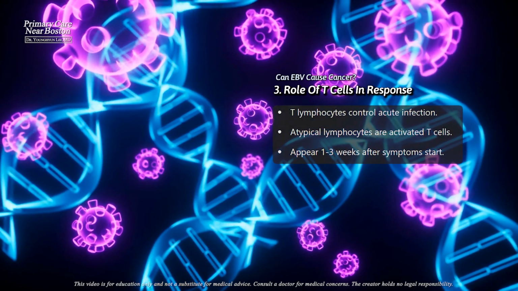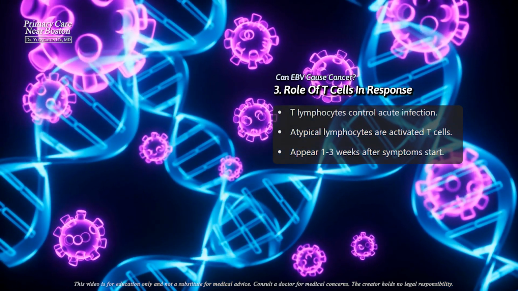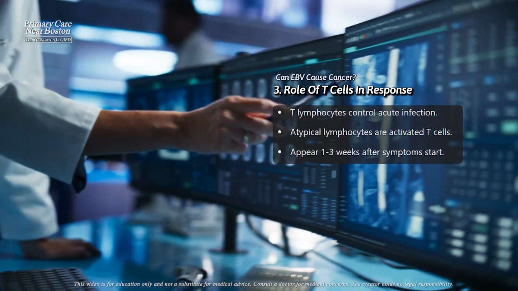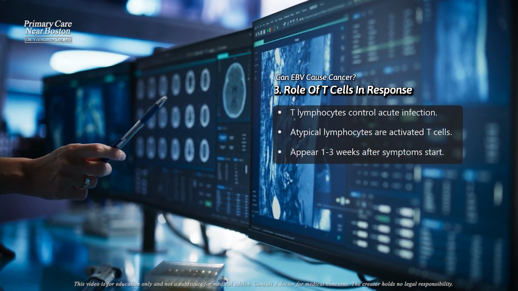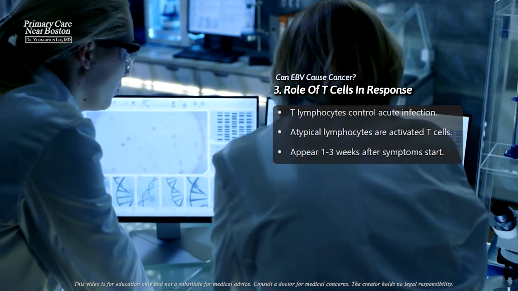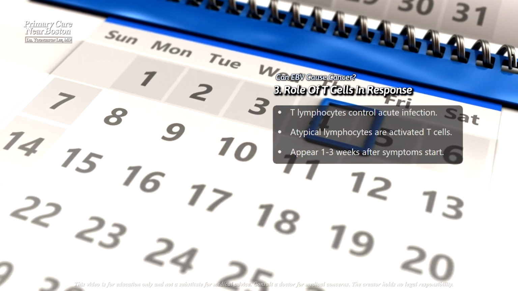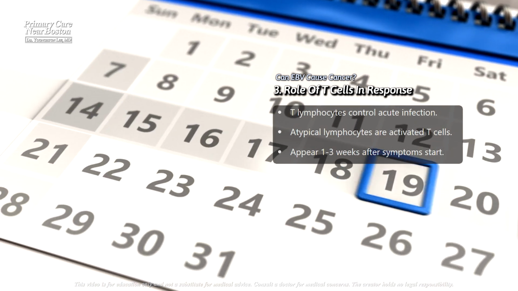A major part of the immune response involves a type of white blood cell called T lymphocytes. These T cells are responsible for controlling the virus during the acute phase of infection. The atypical lymphocytes that appear in the blood of patients with mono, usually about 1 to 3 weeks after symptoms begin, are primarily these activated T cells.